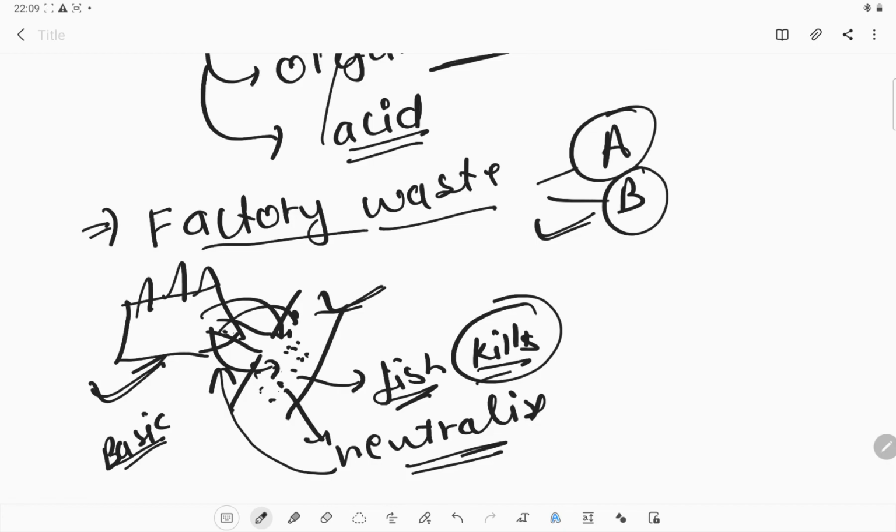If there is no neutralization process, then there will be a very big problem for the water bodies and the animals living in those water bodies. So the neutralization process helps us a lot in our daily life.